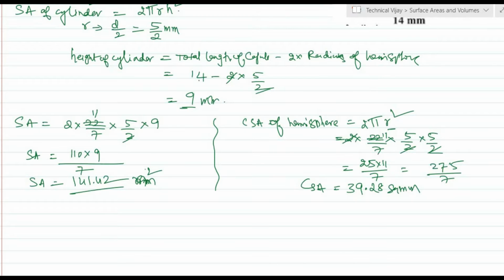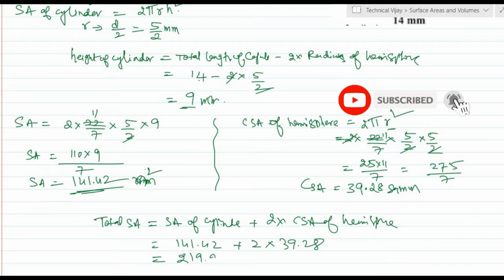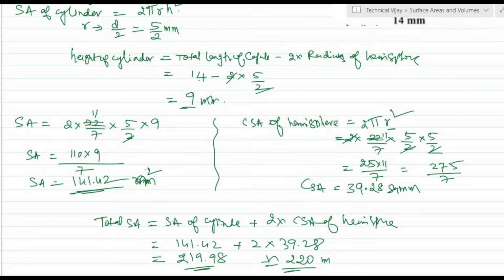There are two hemispheres here. So the total surface area is the surface area of the cylinder plus 2 into the curved surface area of the hemisphere. Now we will substitute: 141.42 plus 2 into 39.28. This is equal to 219.98, which is approximately 220. So the answer is 220 square mm.